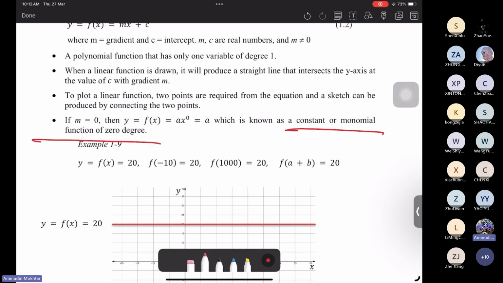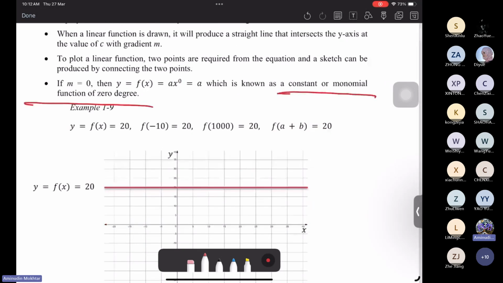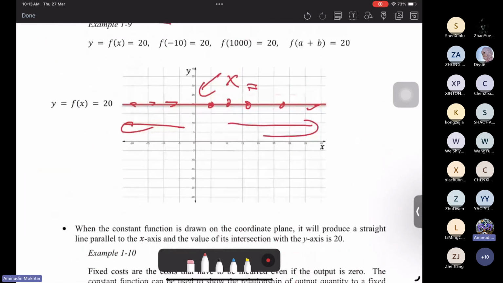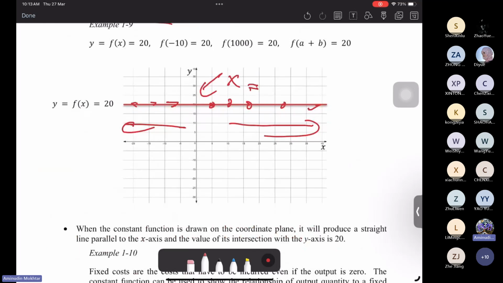And when m equals 0, for example, y equal to 20, when the value of x increases or decreases, the value of y is consistent at the point y equal to 20. It doesn't matter whether the value of x increases or not.